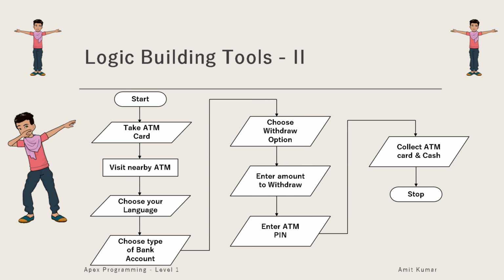Though this was very simple logic and hence you see only two of the symbols over there, in a flowchart there can be plenty of symbols depending upon the complexity of the problem.